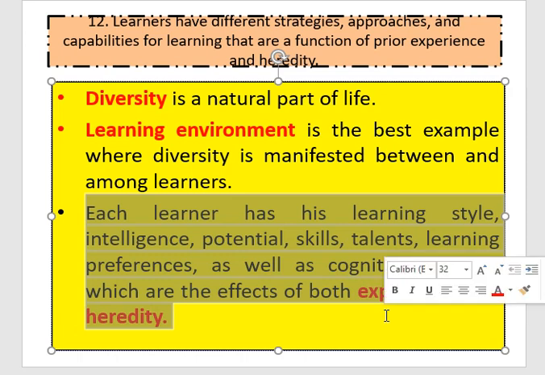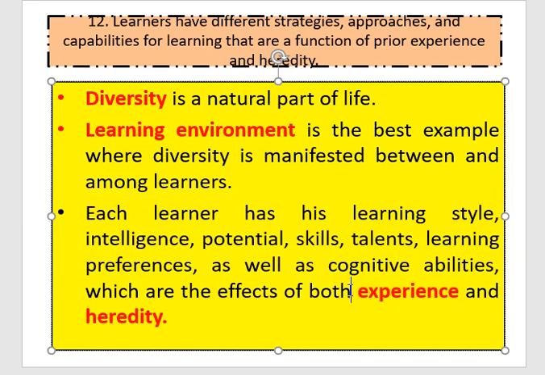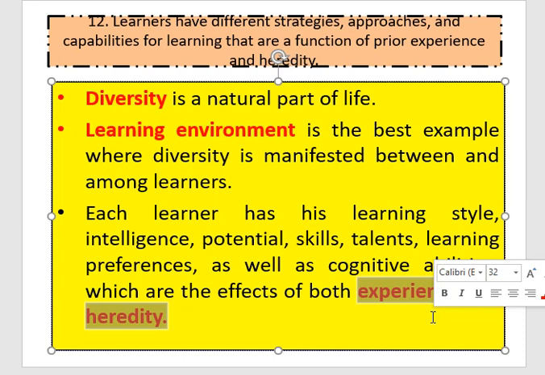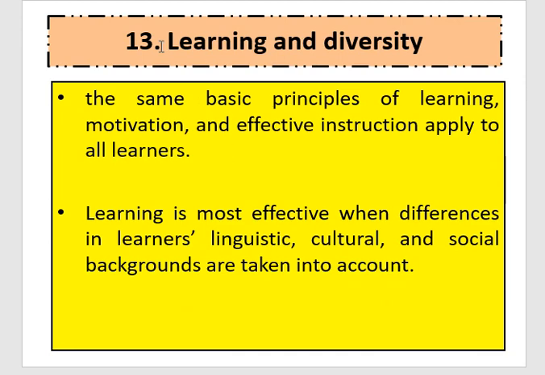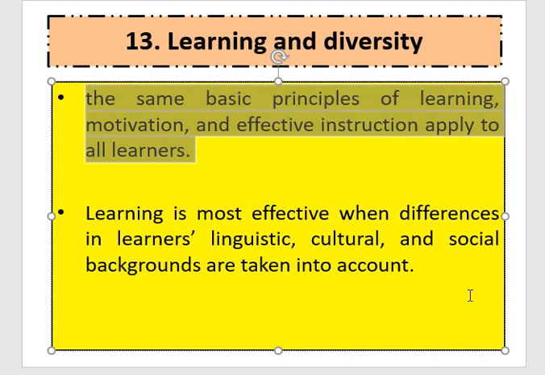Some students would like to study in a quiet area. Some students would like to study with music. Some would like it with candies or something to eat. Some would like to go to the beach, to the mountain, and so on. And these learning styles and talents are product of the experiences and heredity of the learners. So last one, another one we have here learning and diversity. As what I have said, the same basic principles of learning and motivation and effective instruction apply to all learners.